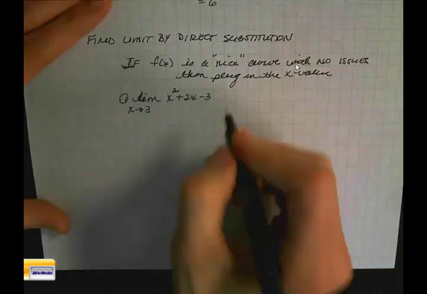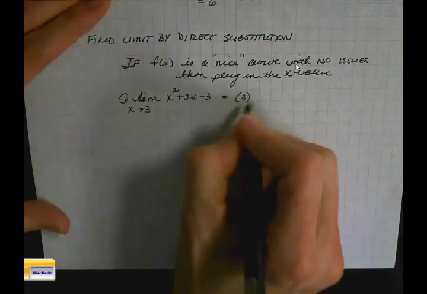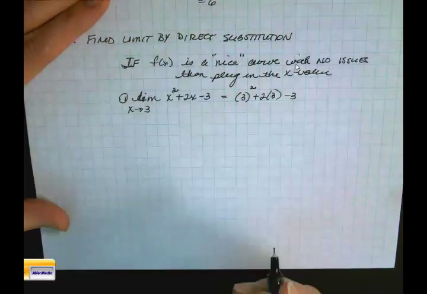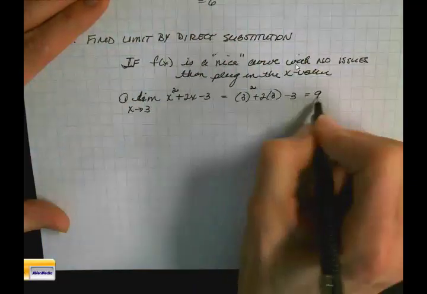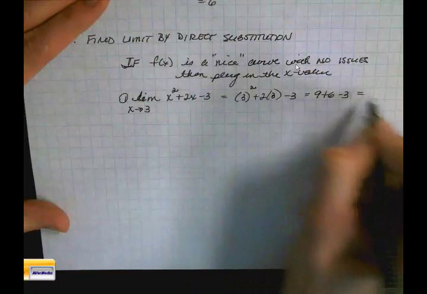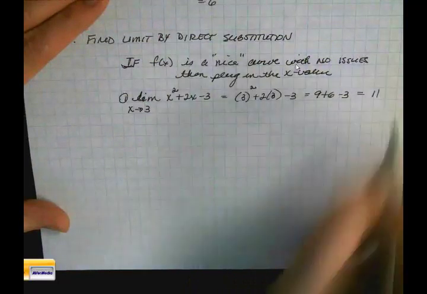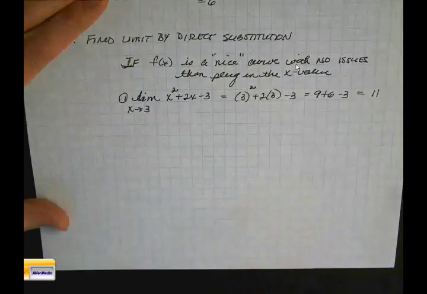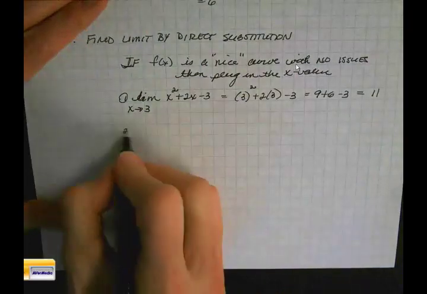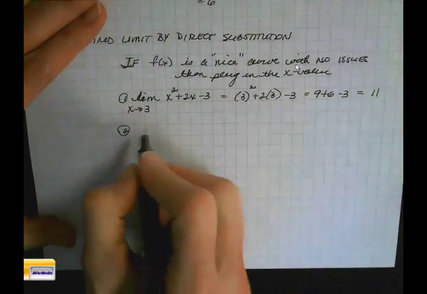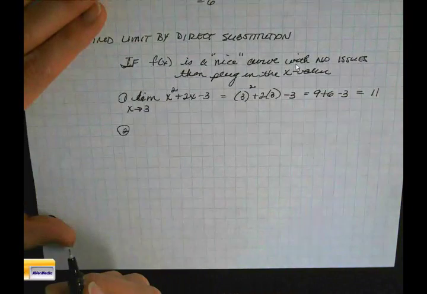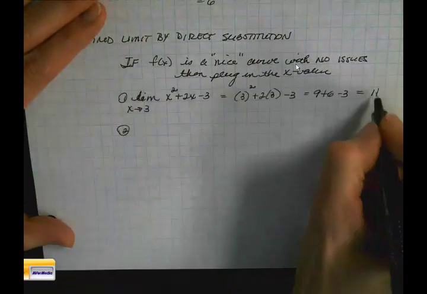So I can just plug the 3 in. And so this would be what? 3 squared plus 2 times 3 minus 3, which is 9 plus 6 minus 3, which is 11. You just plug it in because it's a no-problem function. It's a nice, pretty function. Okay, so that's direct substitution. But suppose, 9 plus 6 is 15 minus 3 is 12.